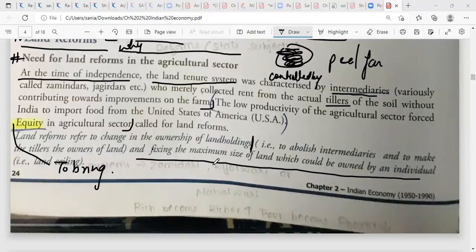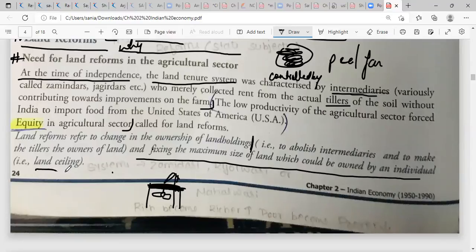Okay. Next you will write land ceiling. Do you know what a ceiling is? You have a ceiling in your room, right? For example, this is a room, this is the ceiling, and you have a fan over here. This means that this is the limit. You cannot go beyond this, right? This is the limit of your room and you cannot go beyond that.